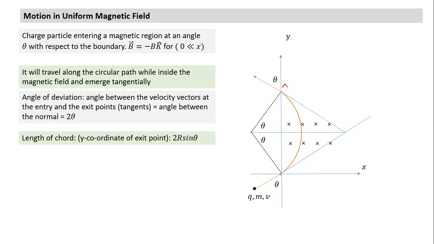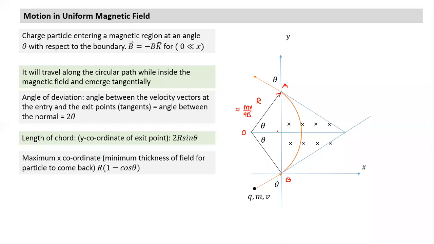2R sine theta. This is actually nothing to calculate once we get a hang of what those angles are and what the distance is. This is the radius, and how much is R equal to? R we also know is equal to mv by qB. Right, so this is pretty simple. So what is the length of the chord, or we can say, what is the distance between the entry point and exit point? It is equal to 2R sine theta.